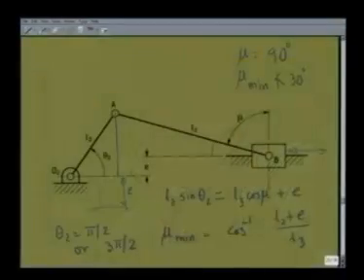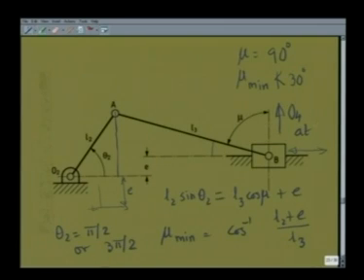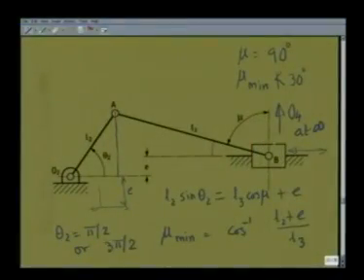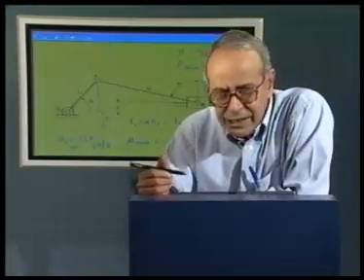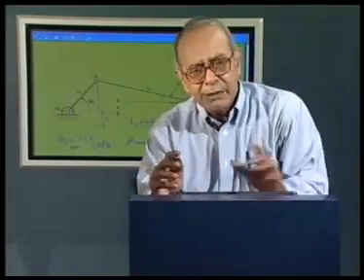One can also see this slider crank mechanism as a 4R linkage with O4B, the hinge O4 at infinity. Then you see O2, A, B, O4 is the equivalent 4R linkage, and mu is nothing but the angle between the coupler AB and the follower O4B. So this concept of transmission angle we have used is same for both the 4R crank-rocker linkage and this slider crank mechanism.